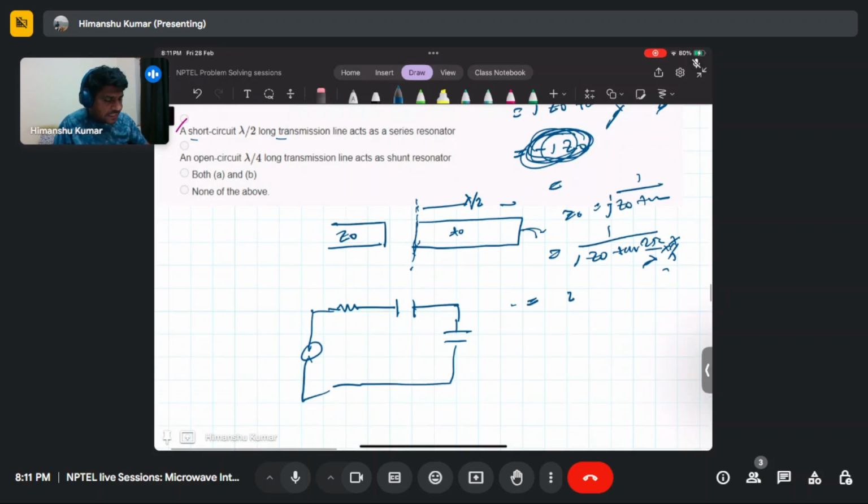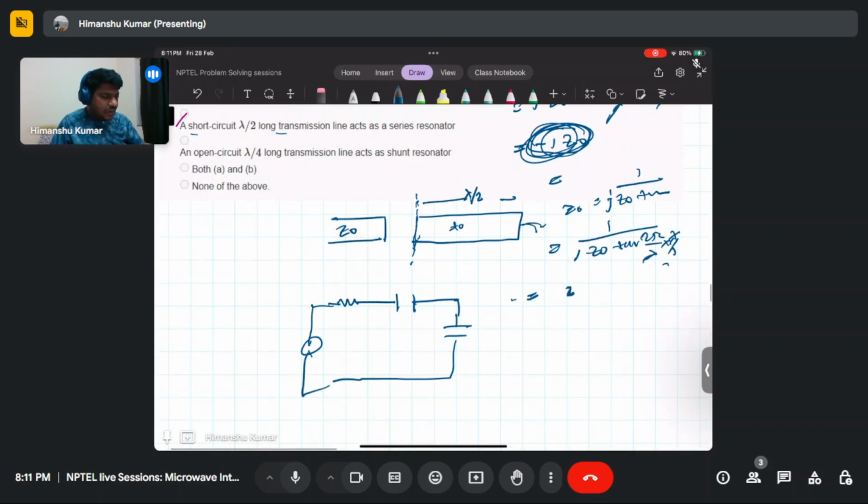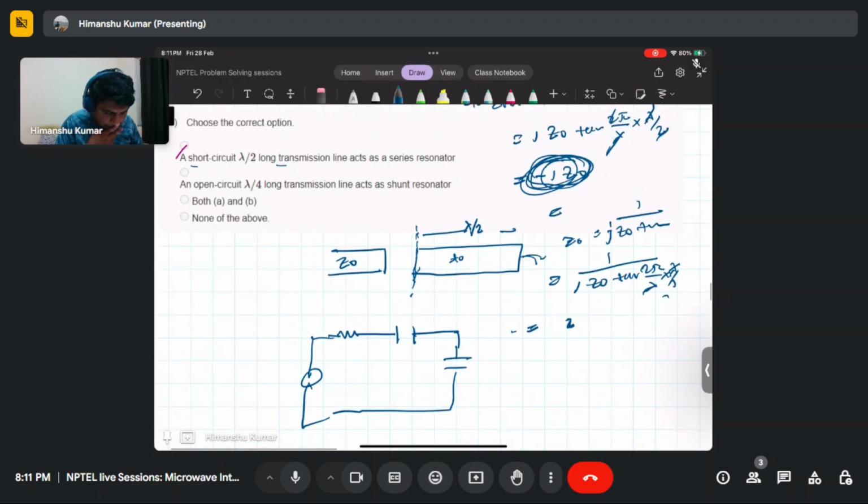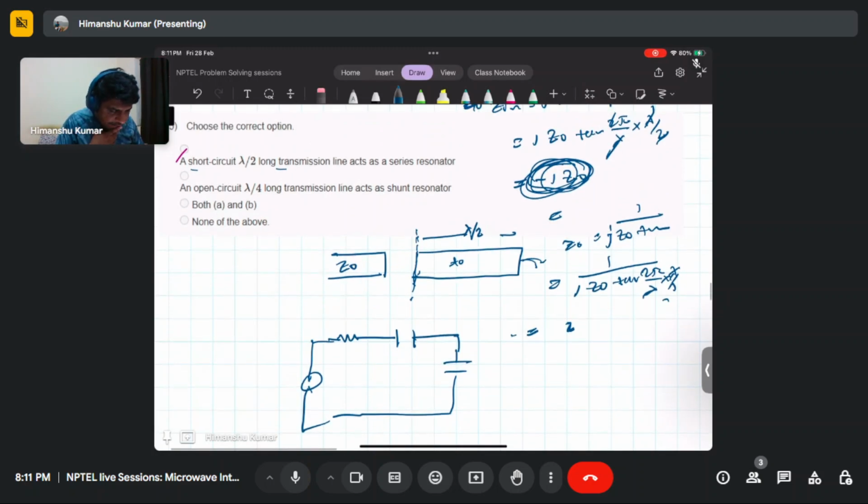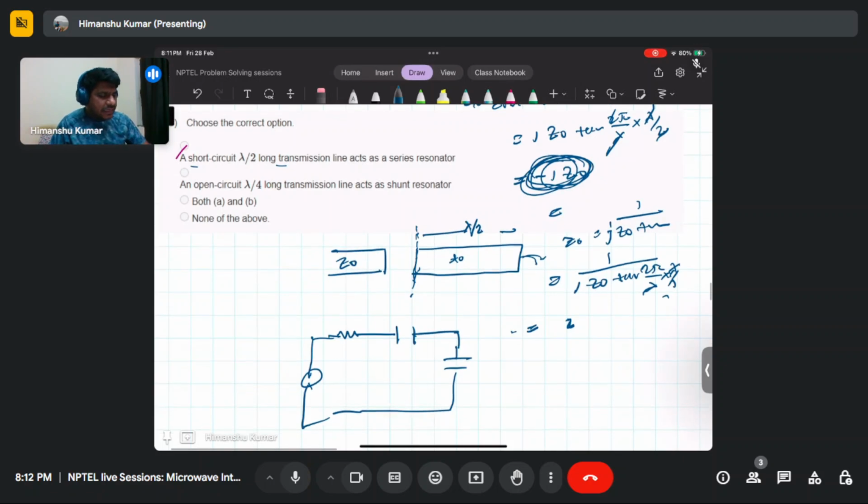So basically like this, you can get a shunt resonator. Now this will behave like a short circuit line.